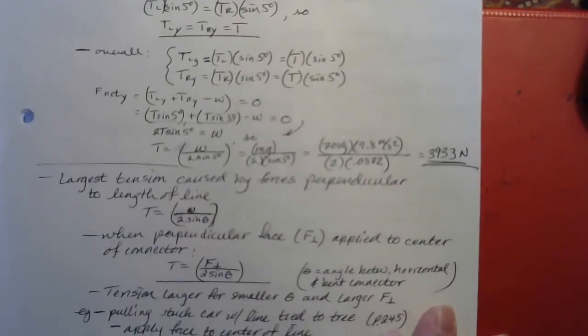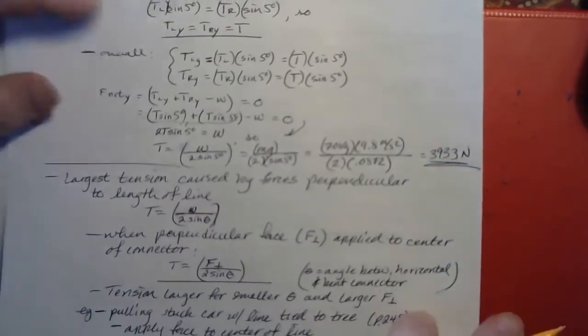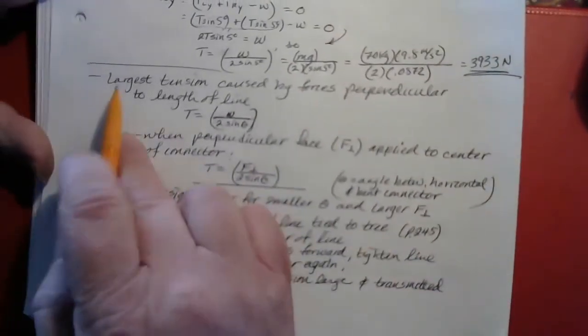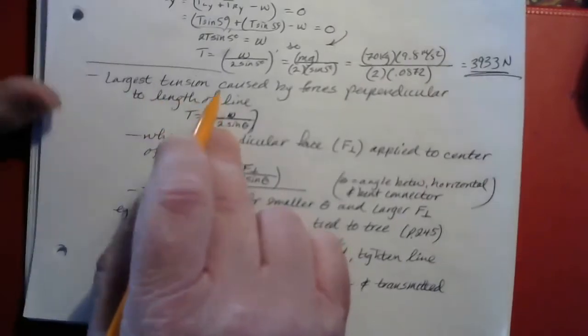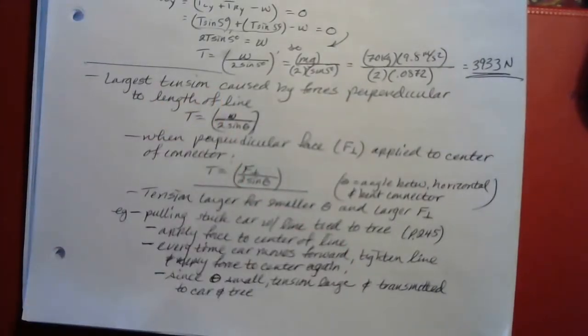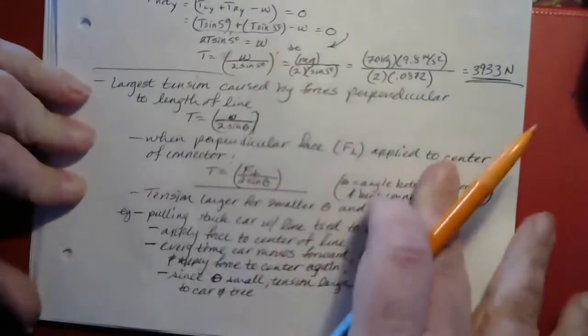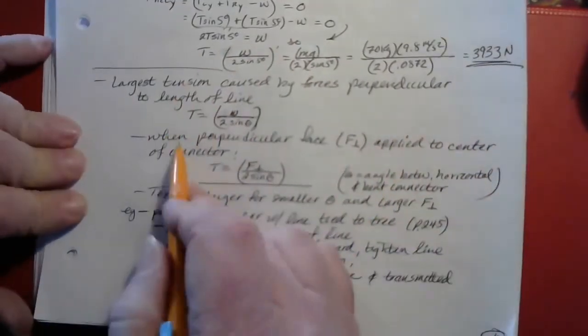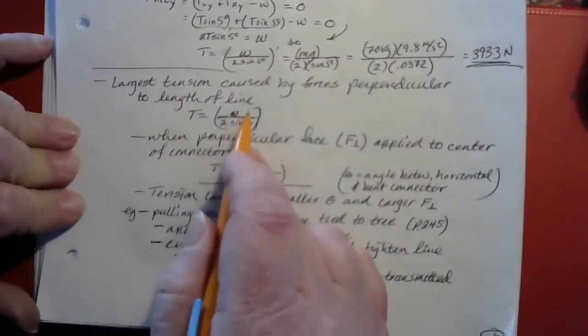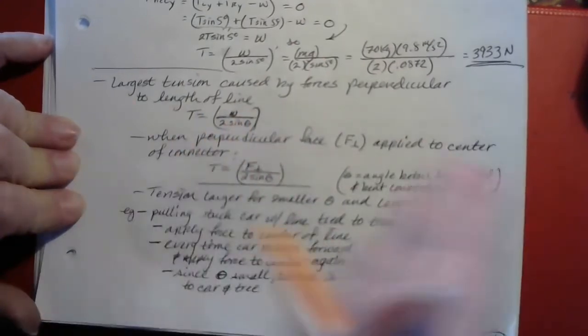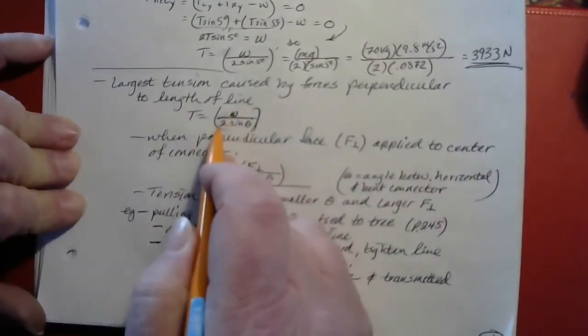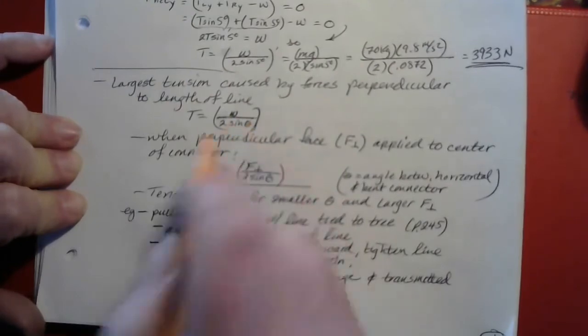Okay, so that's a way to figure out a tension in a wire. As it turns out, the largest tension in a wire, or any kind of flexible connector, is caused by a force perpendicular to the length of the line, as was the case in this last example. And that tension will be equal to the weight, that is the force on the line, over 2 sine theta.